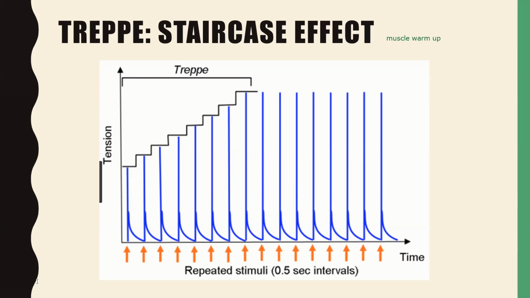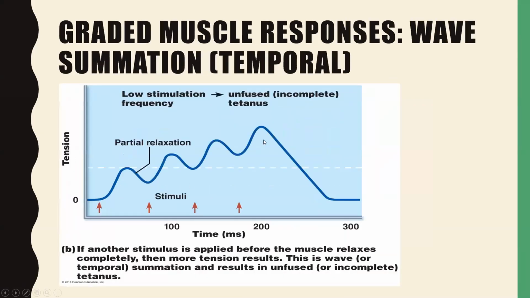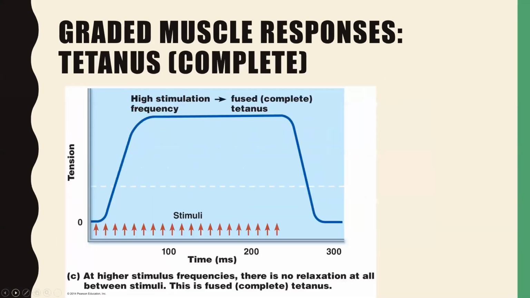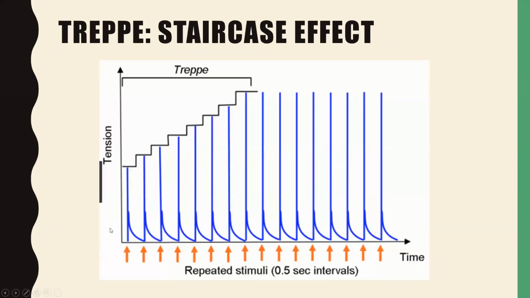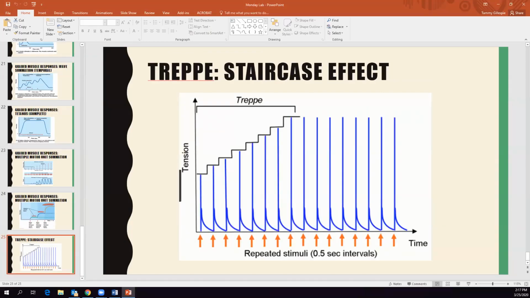That is different than if we look at incomplete tetanus, where you can see the muscle did not totally relax in between. So that's the difference between incomplete tetanus and treppe, is that the muscle has an opportunity to completely relax before you contract it again. Okay, so that is that.